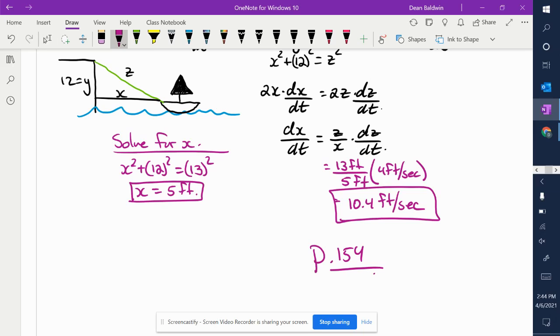We'll ask him tomorrow. All right, page 154, number 21, A and B. 25. A. And 30. It's angle of elevation. Can't do 39. I'll save that for tomorrow. 21 A and B and 25.